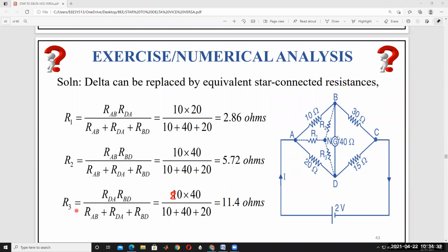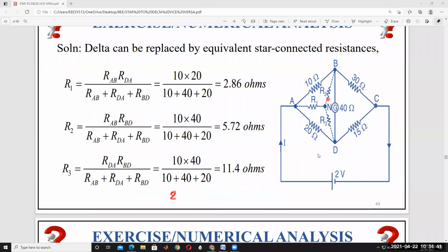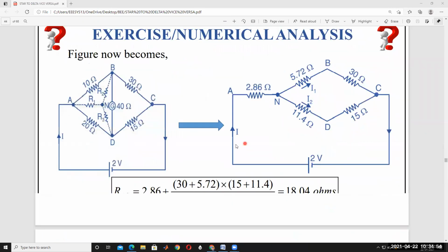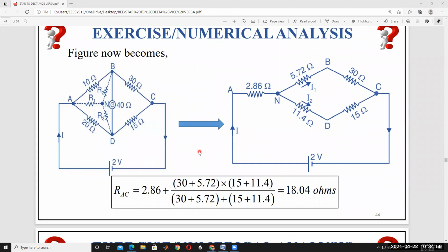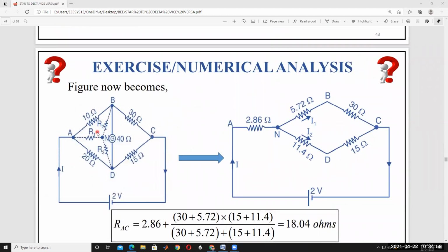Some printing mistakes are there. So simple, no? And then these two become series. R2 and 30 become series, and R3 and 15 become series. Am I right? While converting the delta to star, ABD is converted into star like this, 5.7 to 11.4.